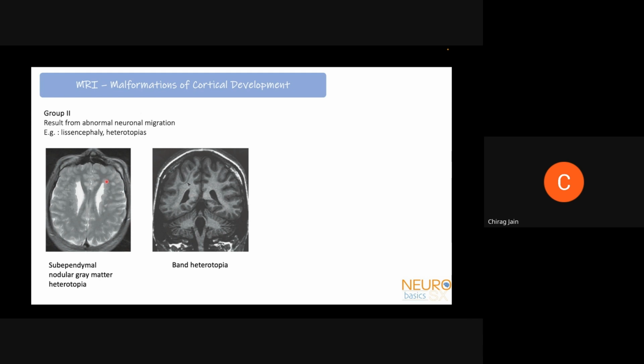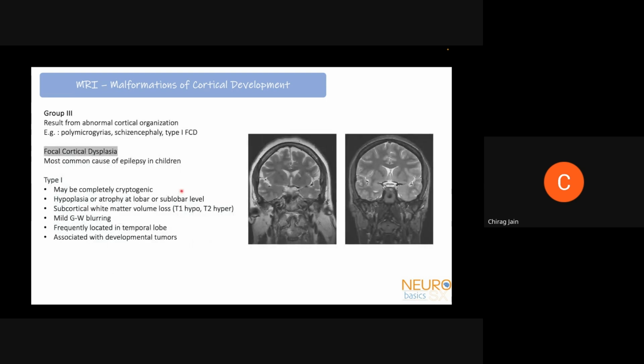So as you can see here, there is gray matter next to the ventricle, next to the ependyma. So this is subependymal nodular gray matter heterotopia. Okay. And you can see this band of cortex below the gray matter. So this is band heterotopia. So those are group 2 lesions. Group 3 lesions, on the other hand, directly affect the cortex. So they result from abnormal cortical organization. These include defects like polymicrogyria, schizencephaly, and type 1 FCDs.